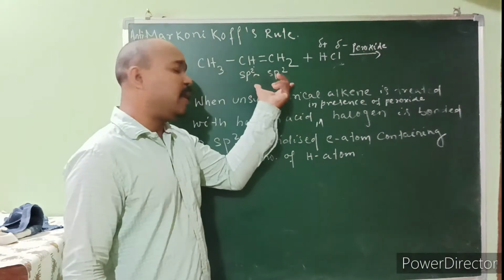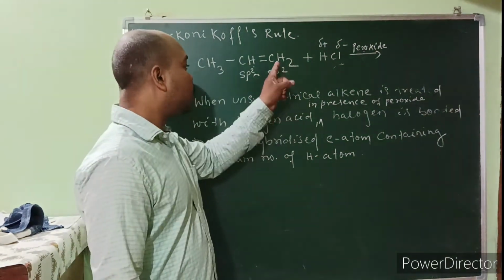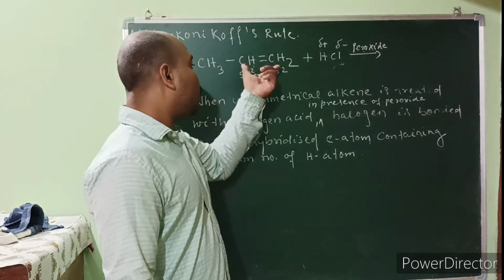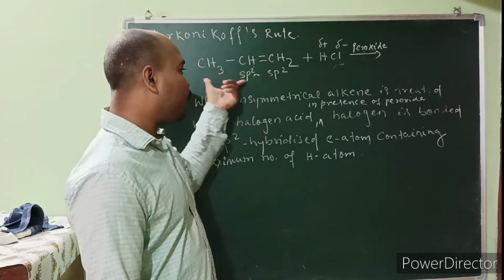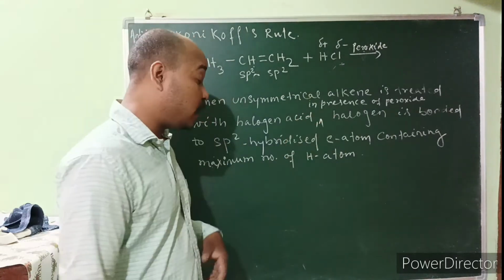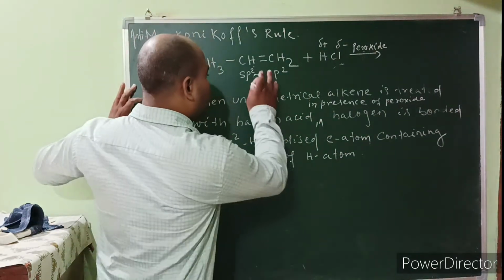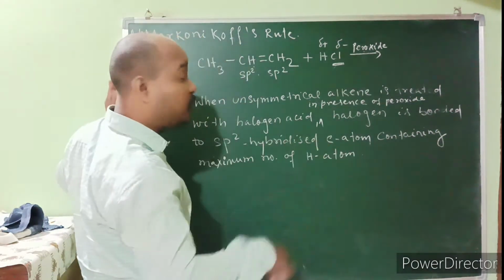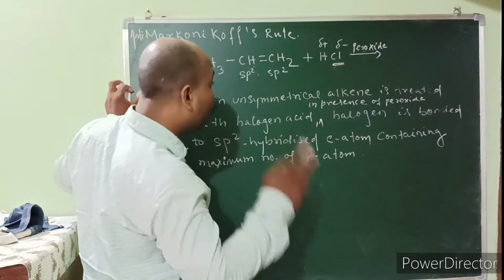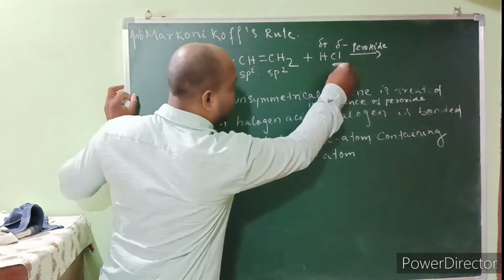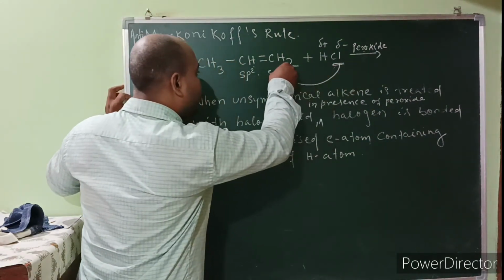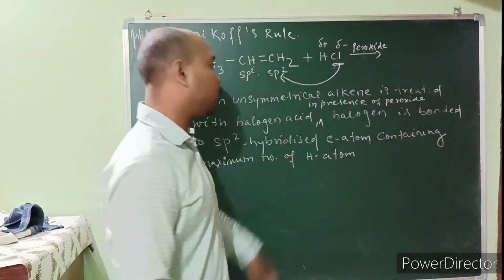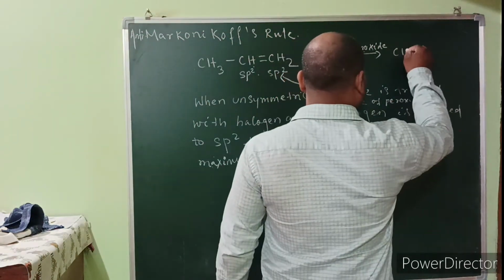It is an unsymmetrical alkene because the double bond is present and each side of the double bond has a different number of carbon atoms, so it is unsymmetrical. Now halogen will be bonded to an sp2 hybridized carbon. I have two sp2 hybridized carbons. Here the halogen will bond to the carbon containing the maximum number of hydrogen. So our product will be like this.